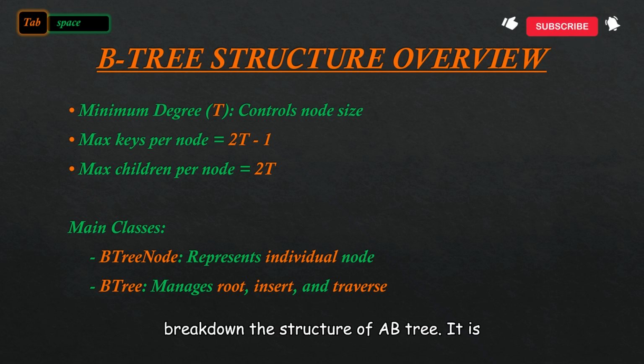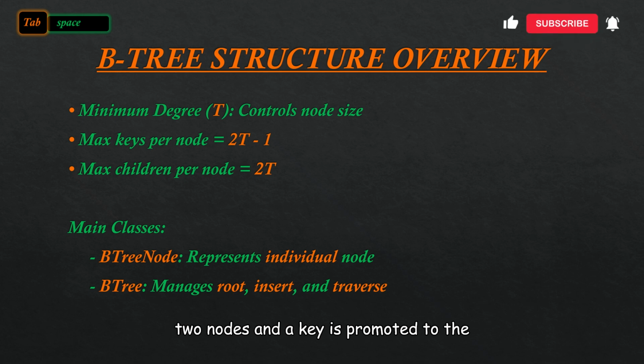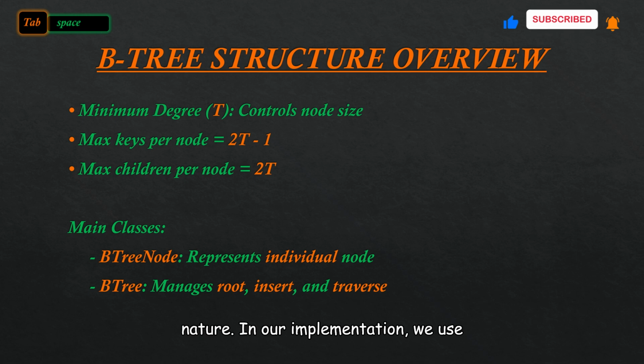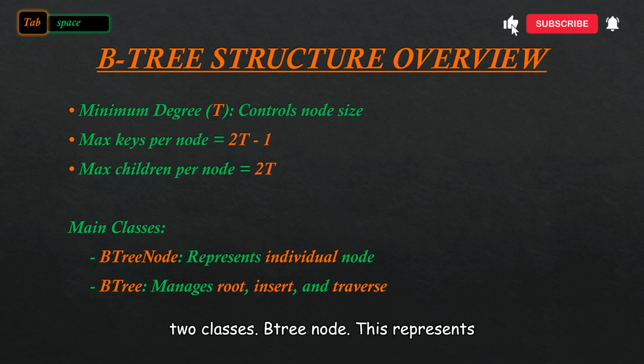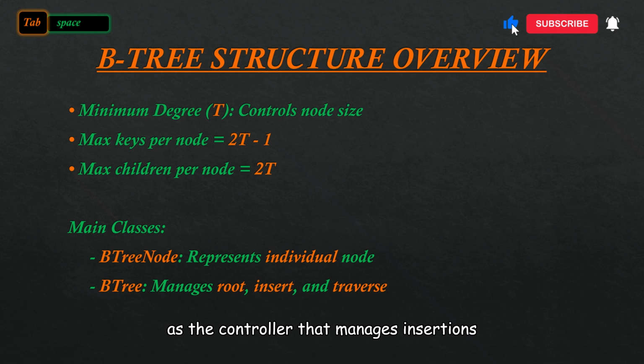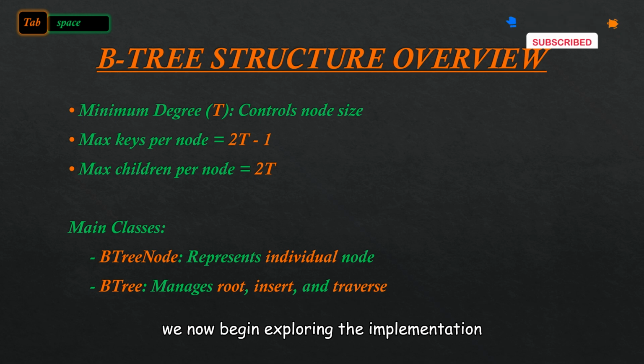Let's break down the structure of a B tree. It is defined by a parameter known as the minimum degree, denoted by the variable t. A node can contain at most 2t minus 1 keys and up to 2t children. When a node becomes full, it splits into two nodes and a key is promoted to the parent, maintaining the B tree's balanced nature. In our implementation, we use two classes: BTreeNode, which represents each individual node, and BTree, which acts as the controller that manages insertions and traversal. With this understanding, we now begin exploring the implementation details.